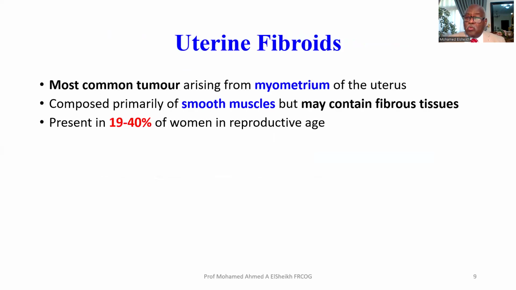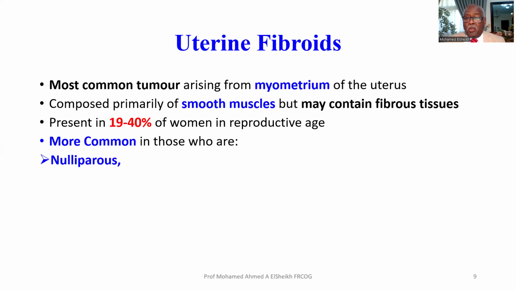It is the most common tumor arising from the myometrium of the uterus, composed primarily of smooth muscle, but may contain fibrous tissue. So mainly it is smooth muscle. Present in 19 to 40% of women in the reproductive age. More common in those who are nulliparous, women who haven't had any pregnancies before. They can have fibroids, and it is more common also in obese women.